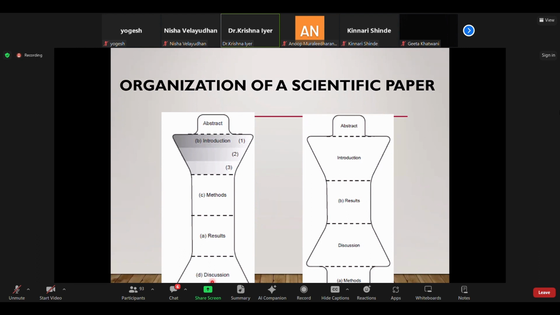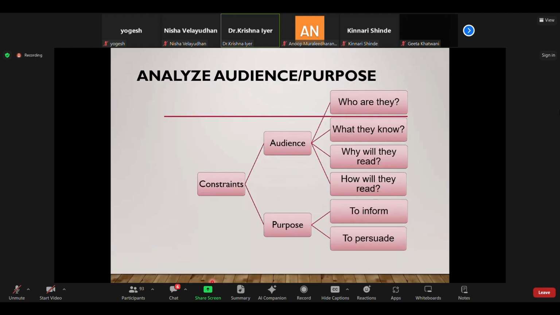So what I'm going to do is talk about all of these subparts of a research paper one by one. But what I've not mentioned in both of these diagrams is the first part of a research paper, which is the title. So everything starts with a title.